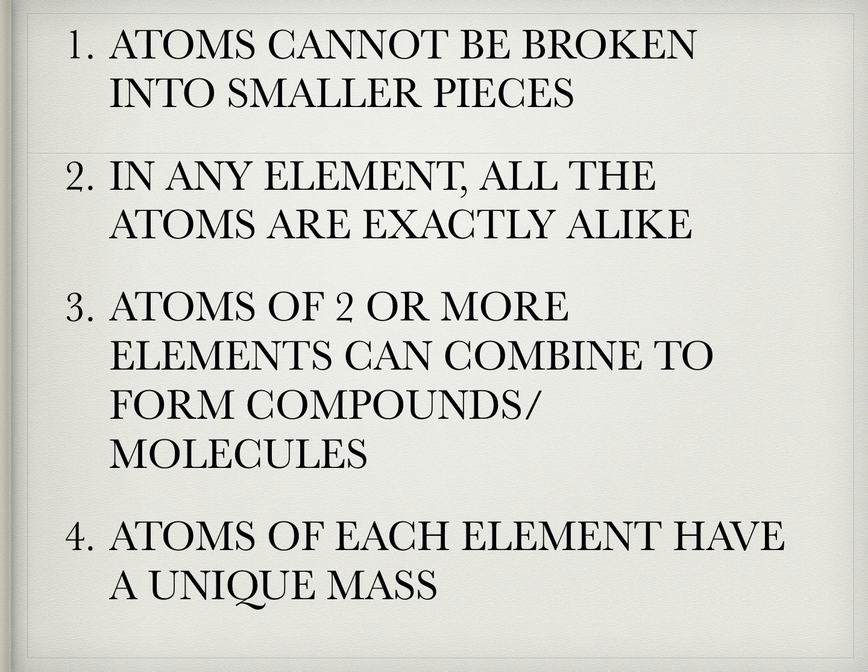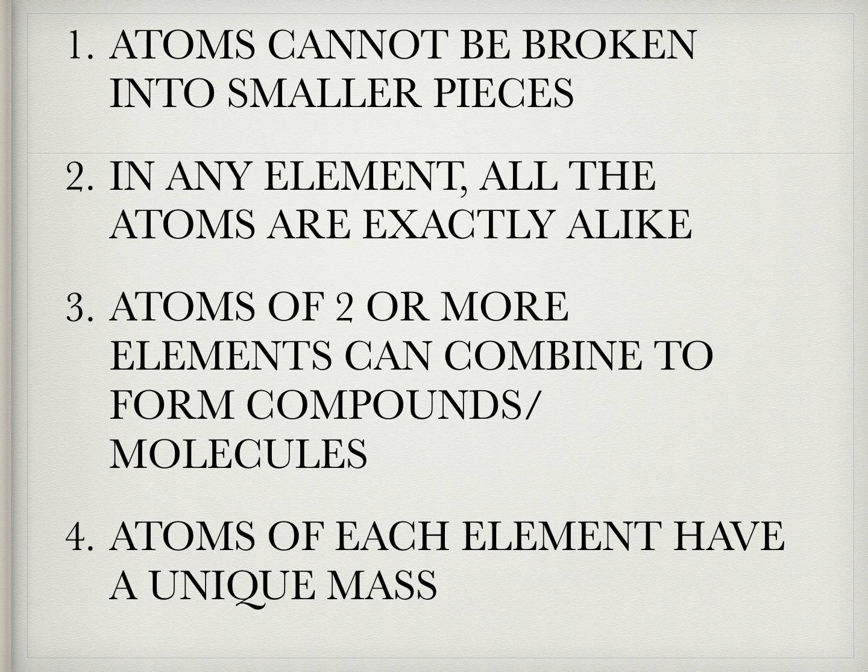And number 4, atoms of each element have a unique mass, meaning each mass is different for each atom of an element. If you look at the periodic table, each element on the periodic table has a unique mass. It's because of this thing that John Dalton stated in his theory.